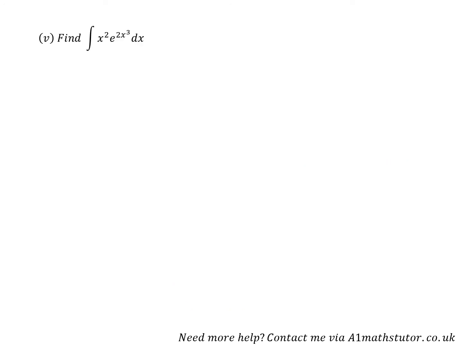So this integral is the integral of a function times a function, x squared times e to the 2x cubed. And I could perform this by using integration by parts, possibly. But I'm looking at the fact that we've got 2x cubed here in the exponent of e, and the differential of 2x cubed is a multiple of the x squared we've got here. So that leads me to think that a substitution might be the best way to go here.